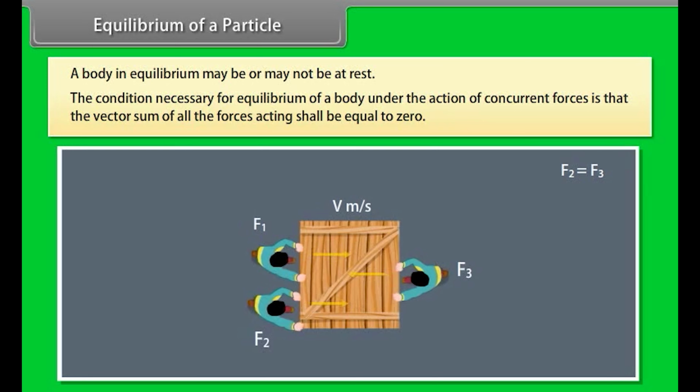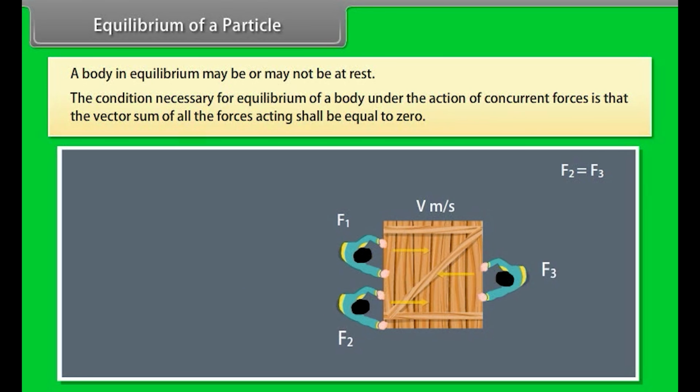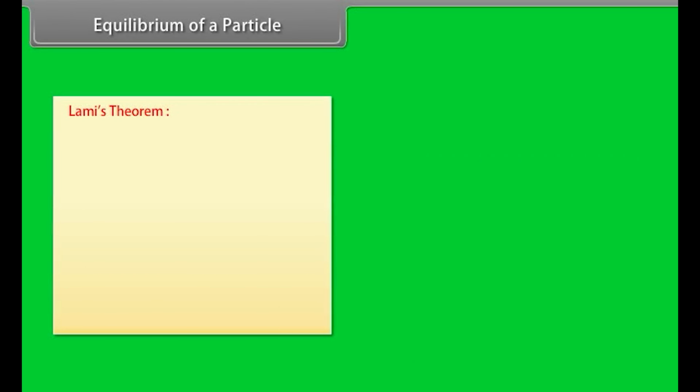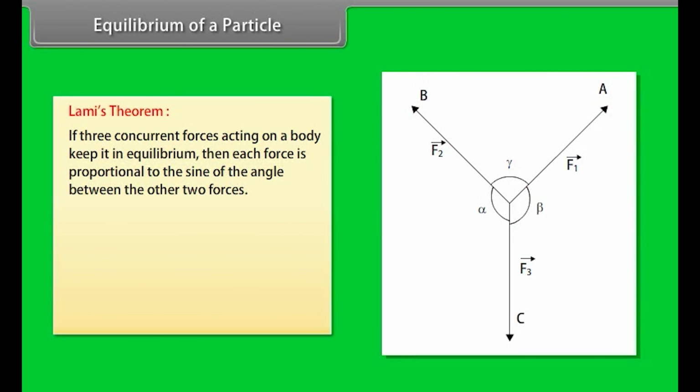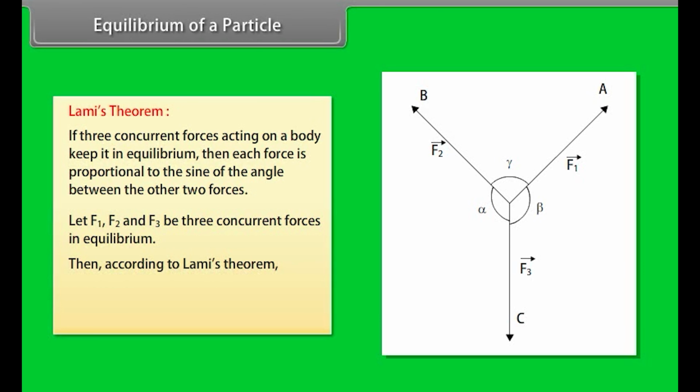The condition necessary for equilibrium of a body under the action of concurrent forces is that the vector sum of all the forces acting shall be equal to 0. Lamy's theorem states that if 3 concurrent forces acting on a body keep it in equilibrium, then each force is proportional to the sine of the angle between the other 2 forces. Let F1, F2 and F3 be 3 concurrent forces in equilibrium. Then, according to Lamy's theorem, F1 upon sine alpha is equal to F2 upon sine beta is equal to F3 upon sine gamma.